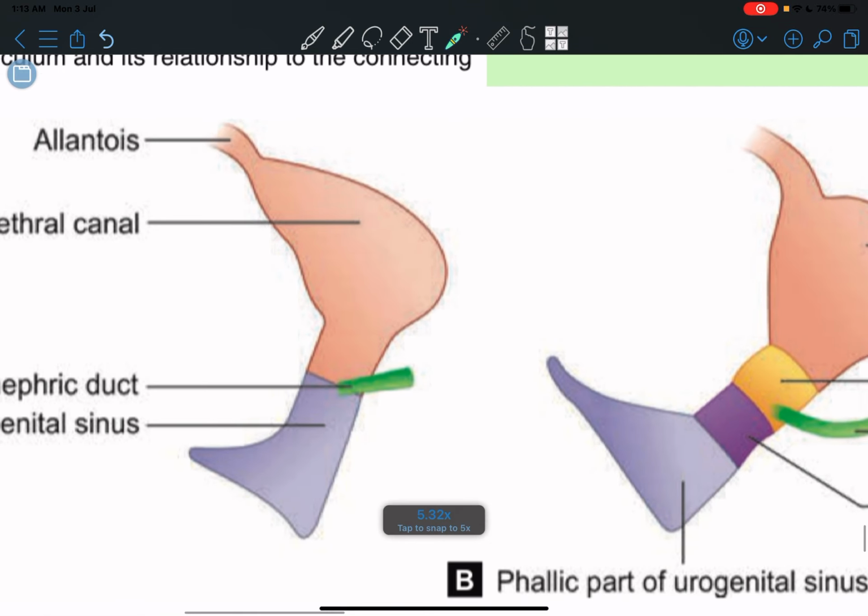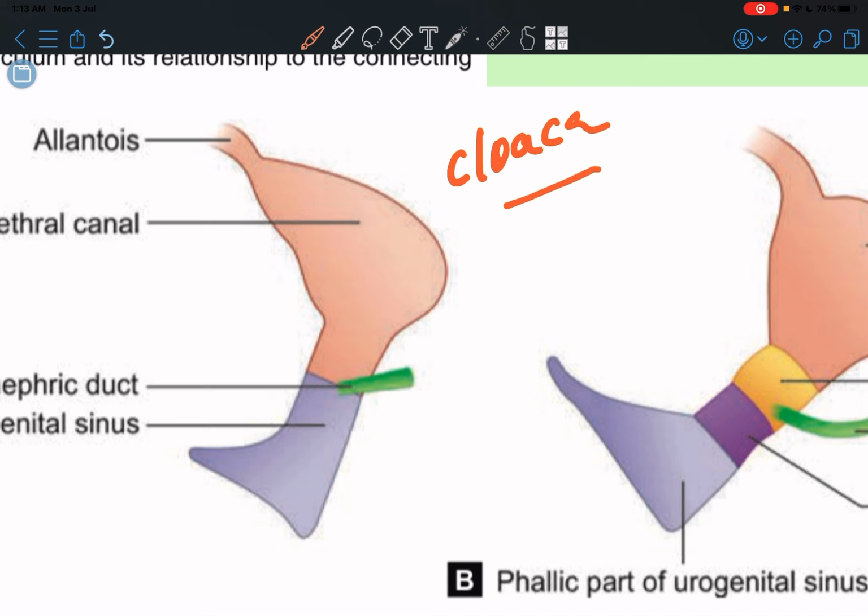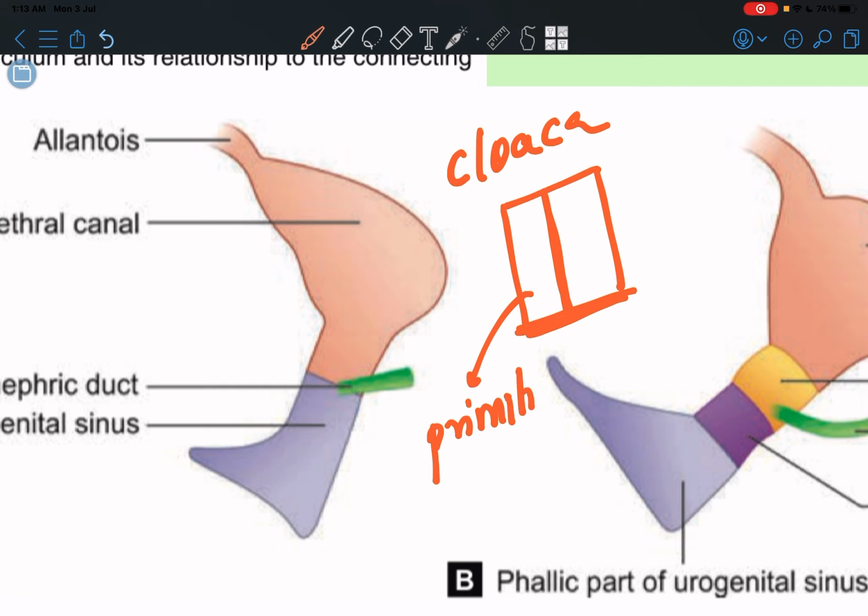So we discussed this in the previous kidney video also. The part of the gut which comes after the allantois, or distal to the allantois, we call the cloaca. Okay, so imagine this is your cloaca. You could say lateral view. So ventrally and dorsally it is divided by a septum, the urorectal septum. So we get two parts. One will be our primitive urogenital sinus, and the other will be our primitive rectum.